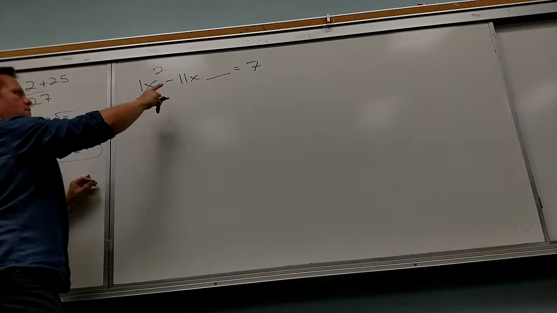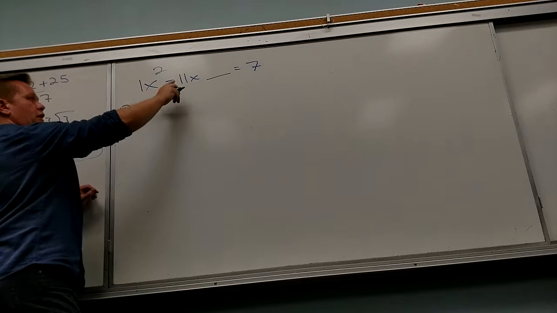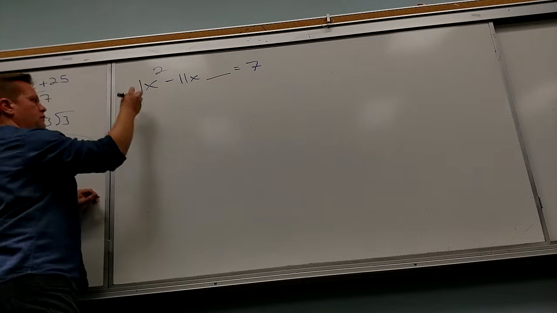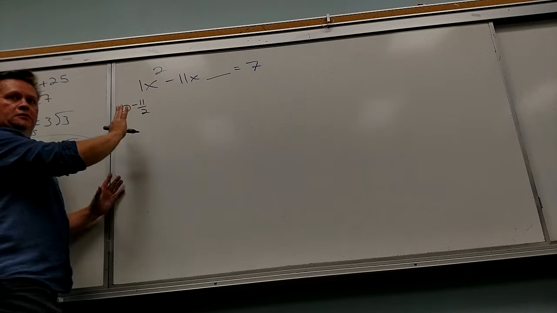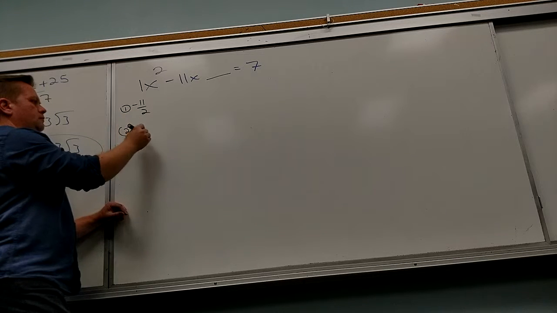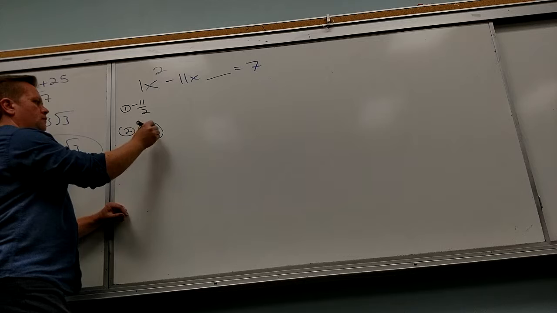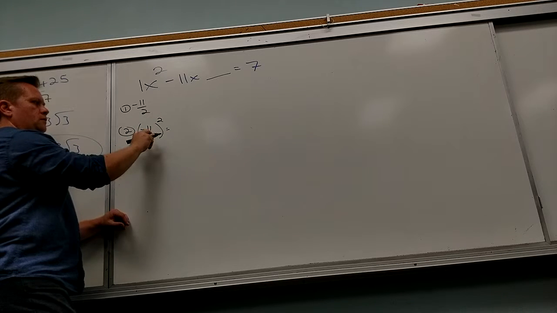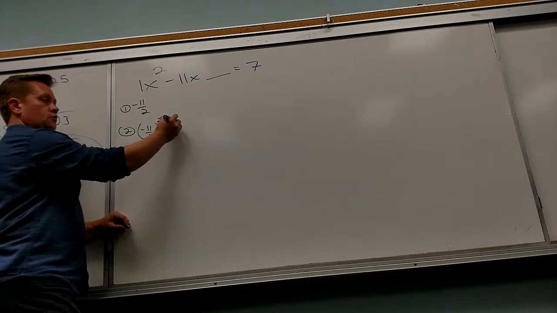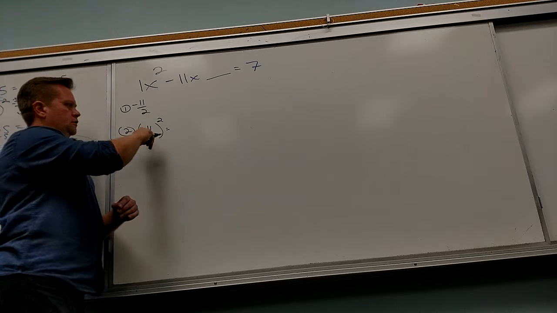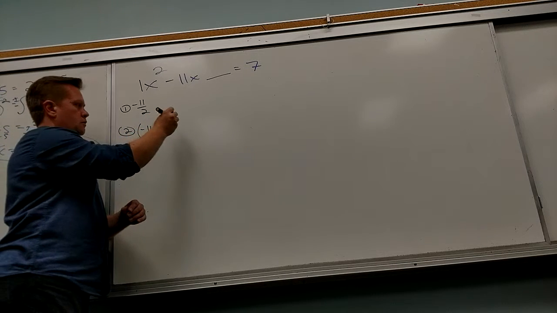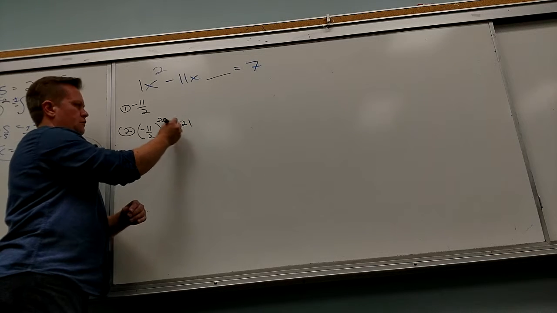So what's the first step? 11. Yeah, careful now. Negative 11. There, leave it like that. Second step? Squared. What's negative 11 over 2 squared? No negative, right? Negative times negative, positive. 121. 11 times 11 over 4.